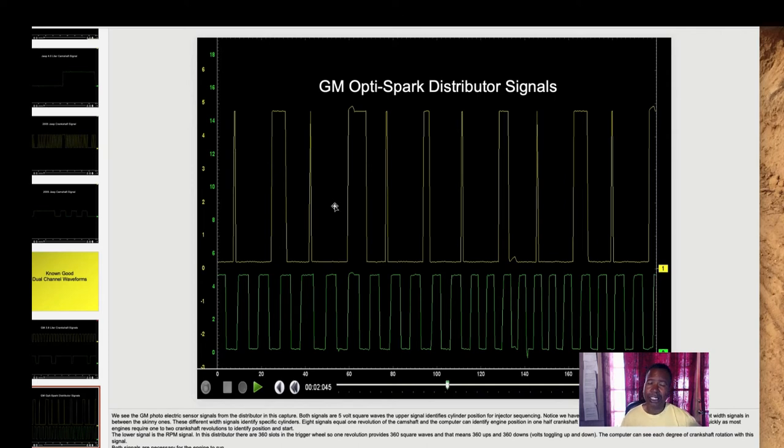That means a quicker start for this vehicle, while other cars might take a longer time to start. This one will start much easier. So this is the GM Audi spark distributor signal. I think they found this on the Corvette.